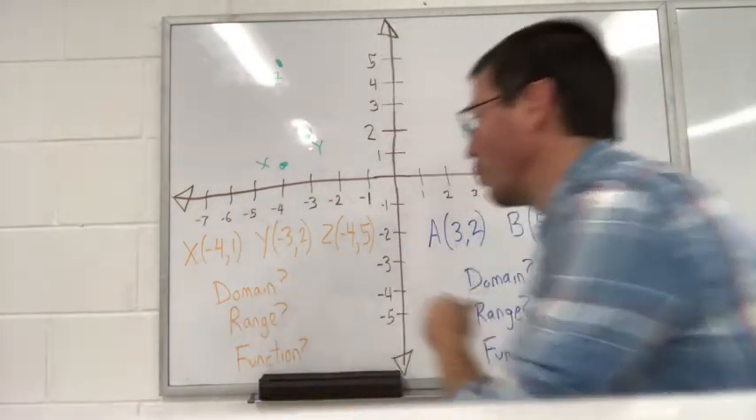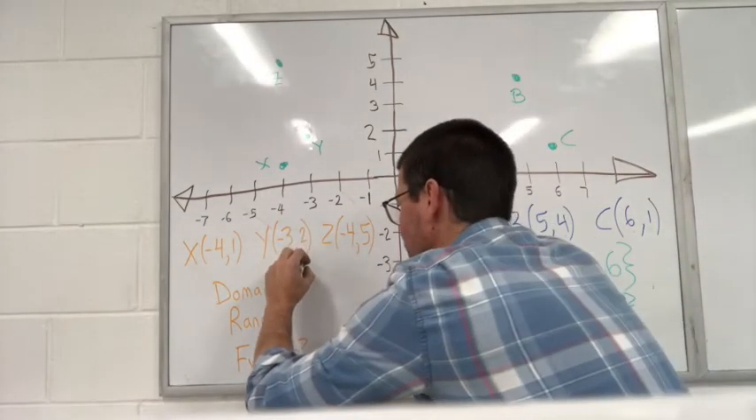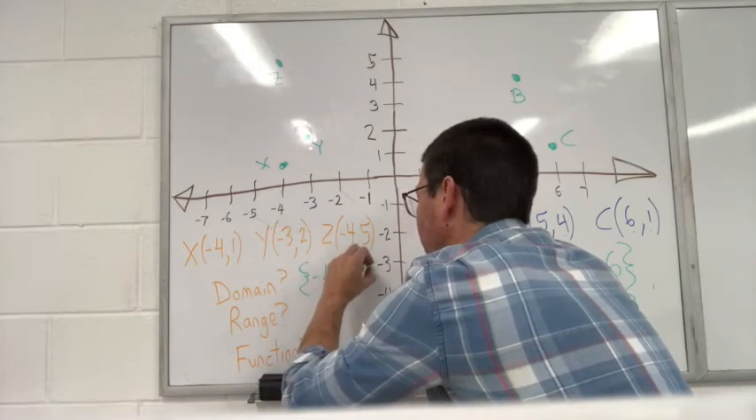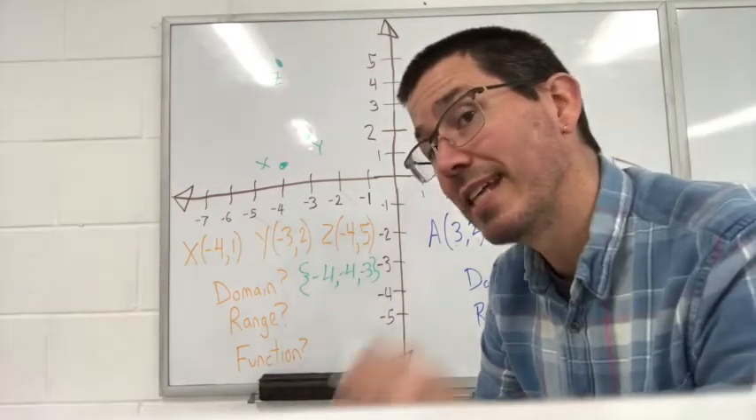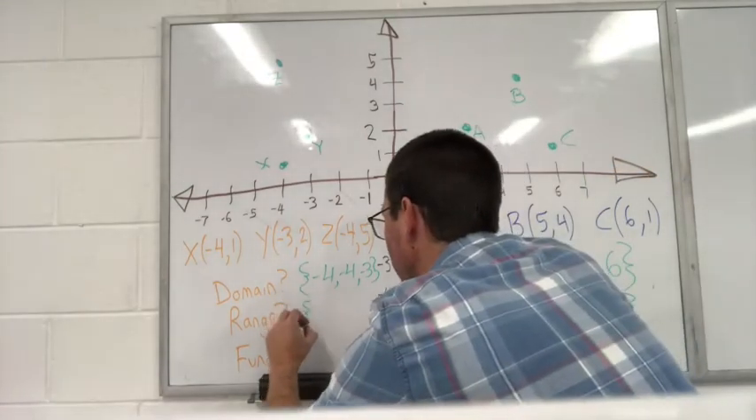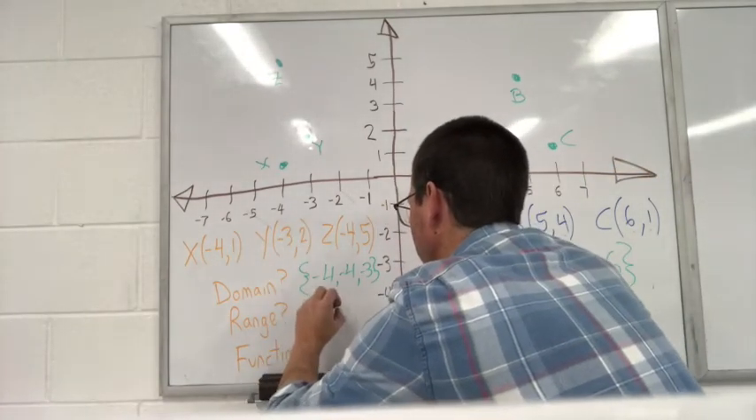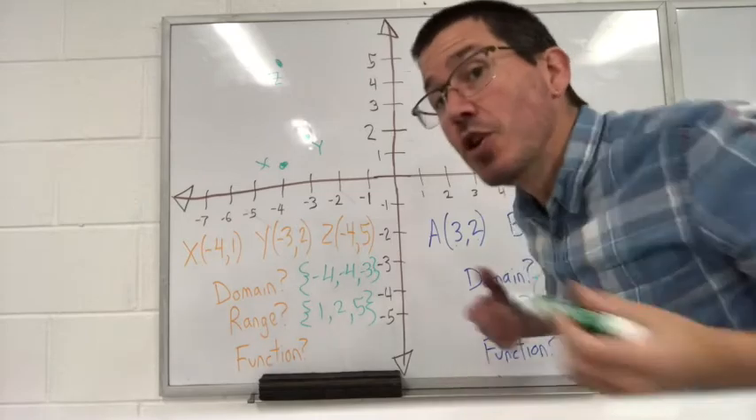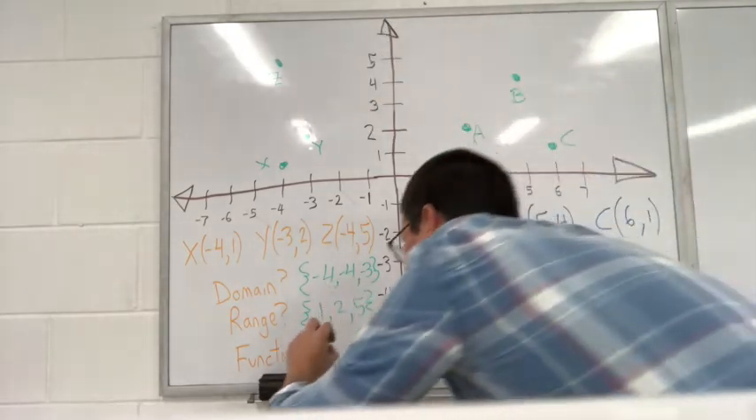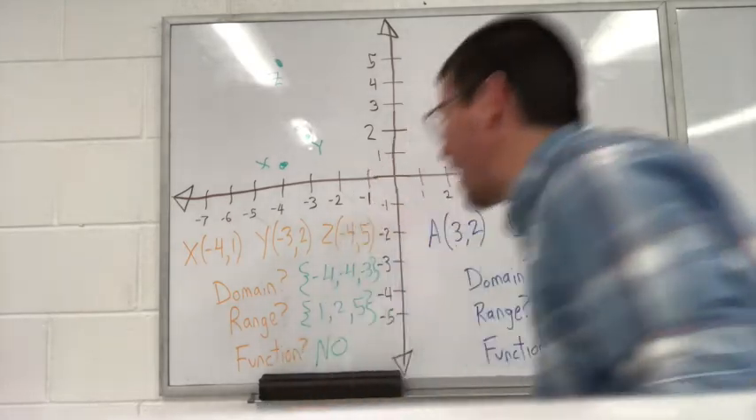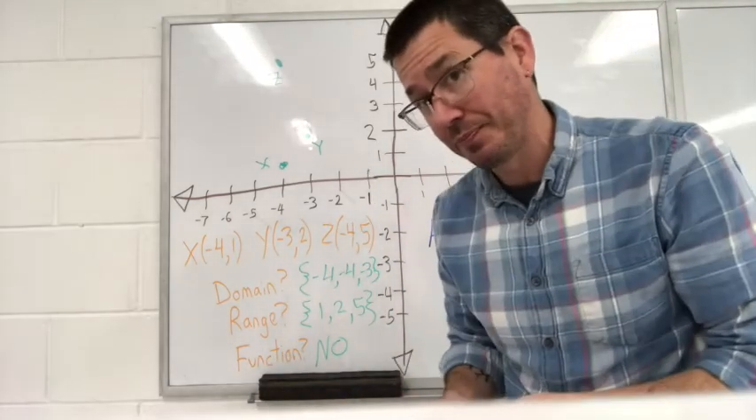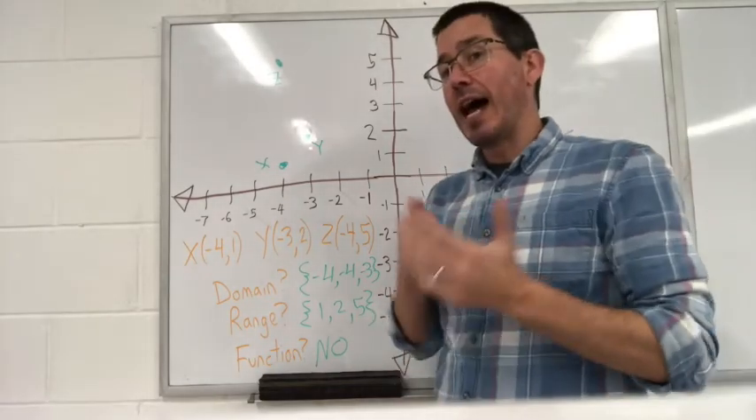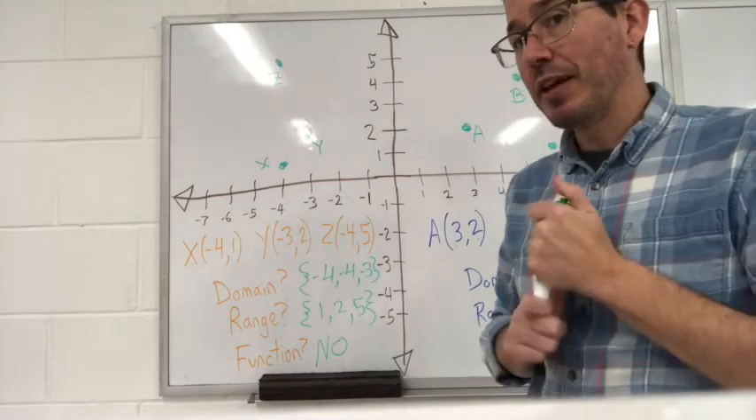Domain: again, we're just listing the x values. -4, -4, -3. Range, we're listing the y values: 1, 2, 5, it's already in order. And is it a function? I hope you already thought to yourself, no, it is not a function. Why is it not a function? It is not a function because that -4 repeats in the domain. If there is an input that gets repeated, it is not a function.